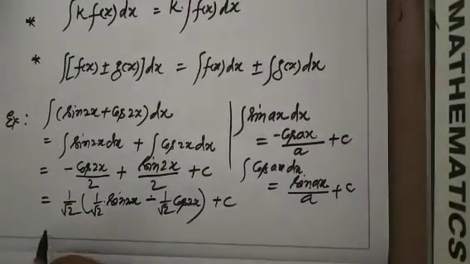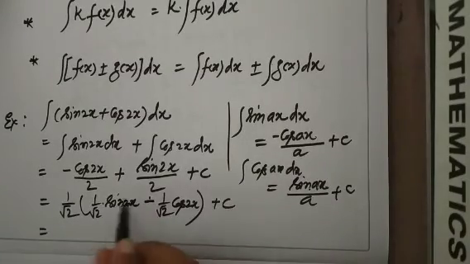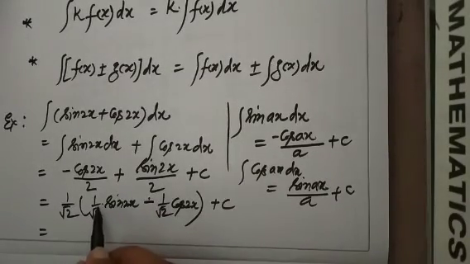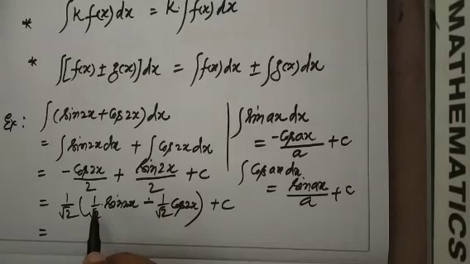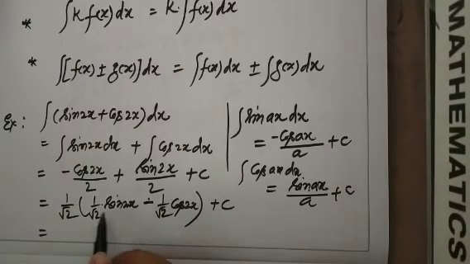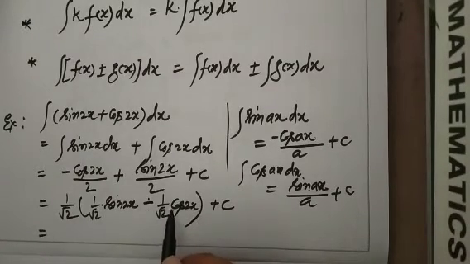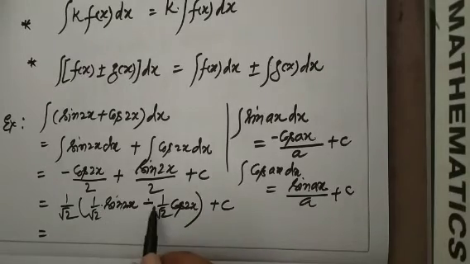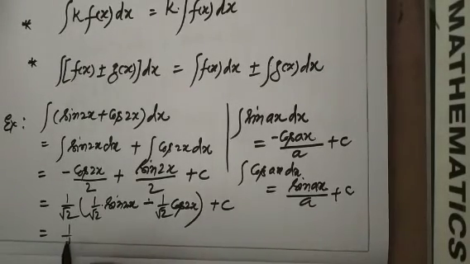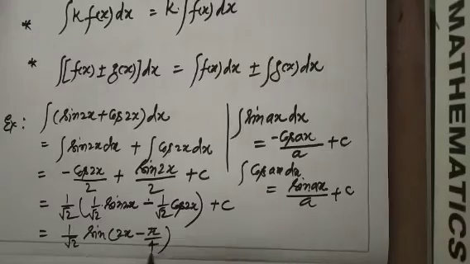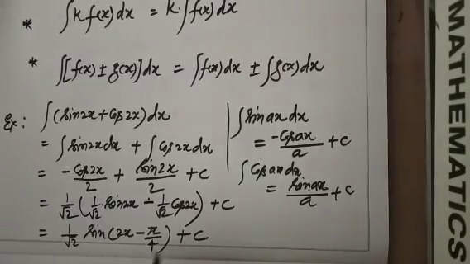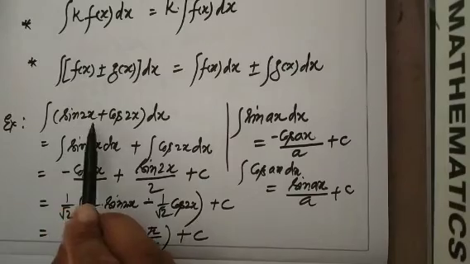After that, inside the bracket, 1 upon root 2 you can write as cos pi by 4, and this is going to be sin pi by 4. So cos a sin b minus sin a cos b will develop the sin(a minus b) formula. This will ultimately give you 1 upon root 2 sin(2x minus pi by 4) plus c. So this is finally the integral of sin 2x plus cos 2x.